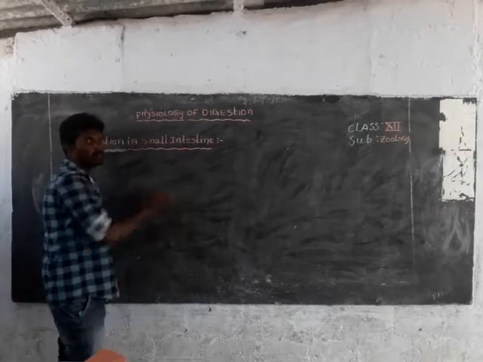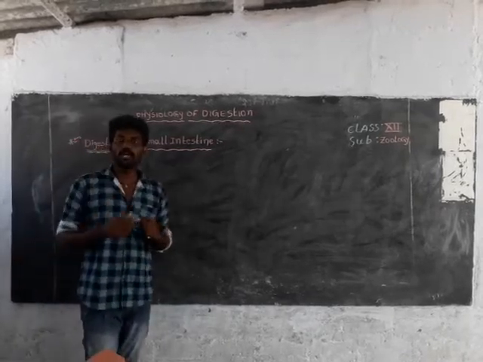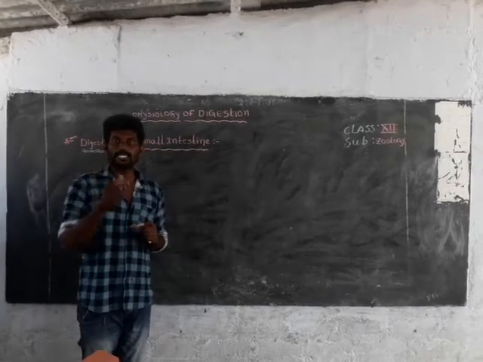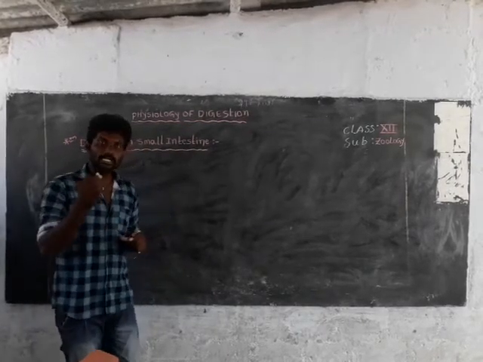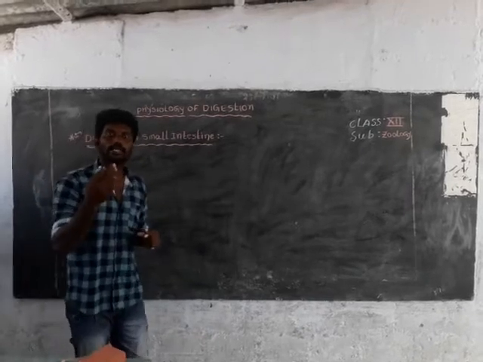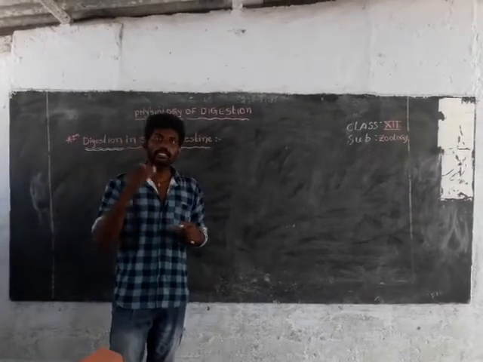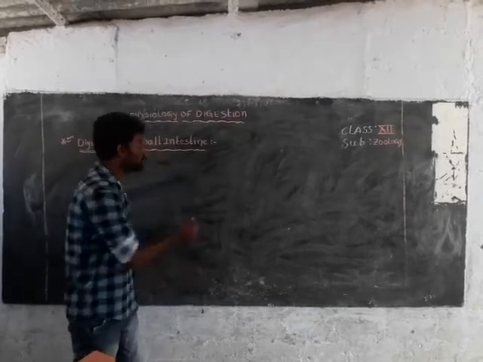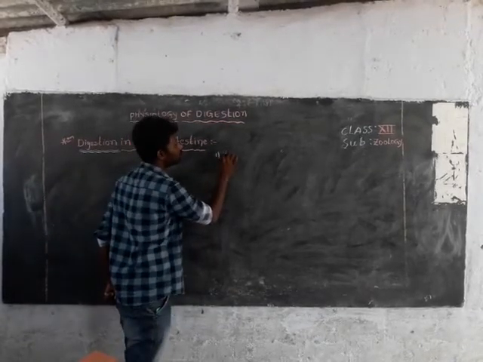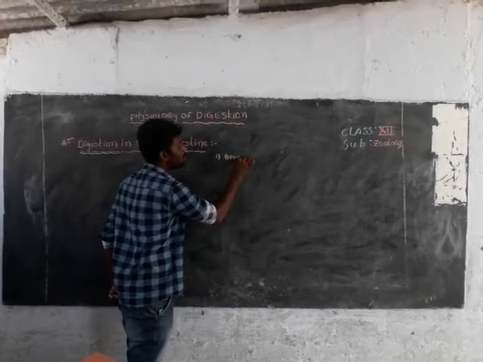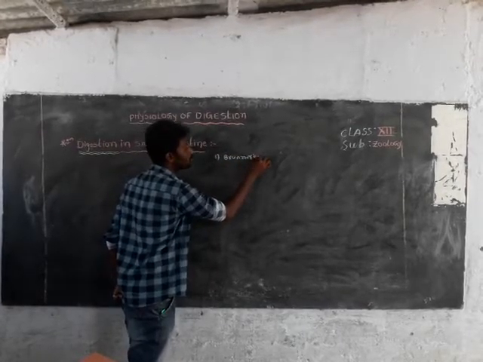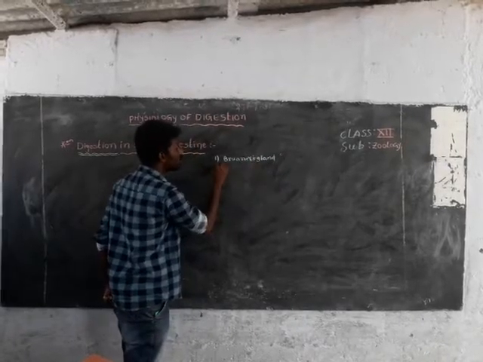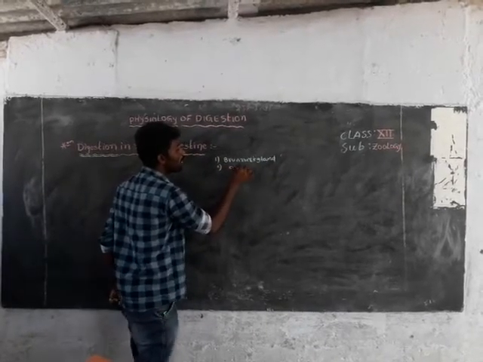Now, the small intestine. In the previous class we discussed the associated glands, the intestinal glands. The intestinal glands secrete the intestinal juice. These intestinal glands consist of two types of glands. The first one is Brunner's gland, and the second one is the crypts of Lieberkühn.